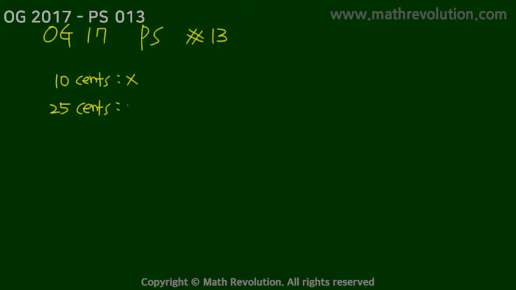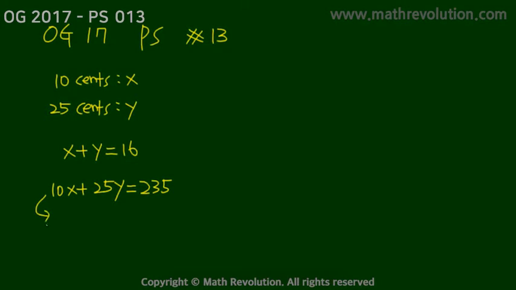We're on the Official Guide 2017. Problem solving, question number 13. So here let's define the number of 10-cent coins, or the number of dimes, as X. And let's call the number of 25-cent coins, or quarters, Y. So X plus Y is 16 coins in total, and we have 10x plus 25y equals $2.35. So in other words, 235 cents.